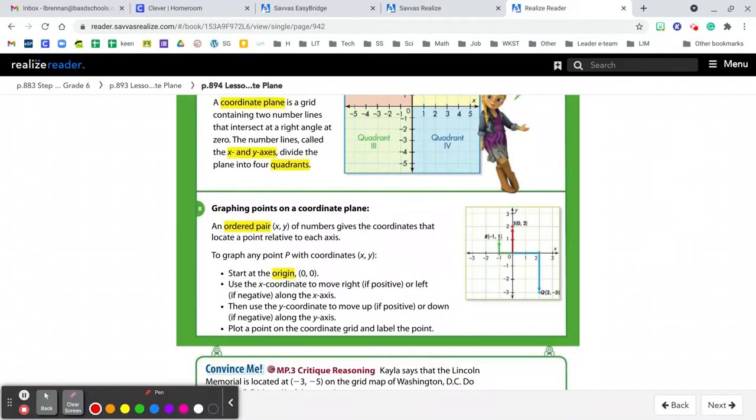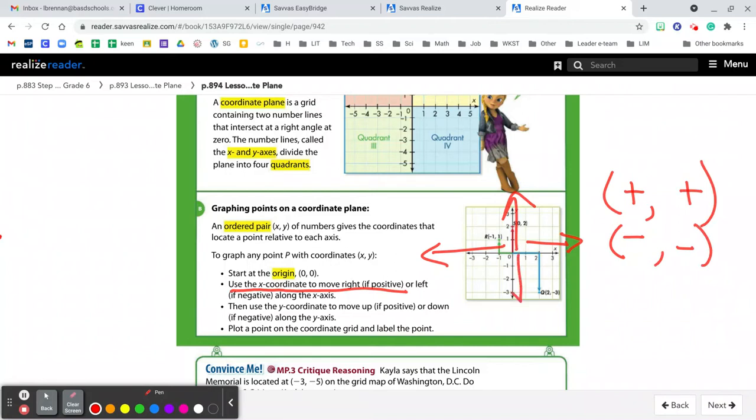Now this is where we're going to use the x coordinate to move to the right if it's positive. So if your first number is a positive number, you're going to go in that direction. If your first number is a negative number, you're going to go in the other direction on the x-axis. And the same goes for y. If the y is positive, you're going up. And if the y is negative, you're going down.